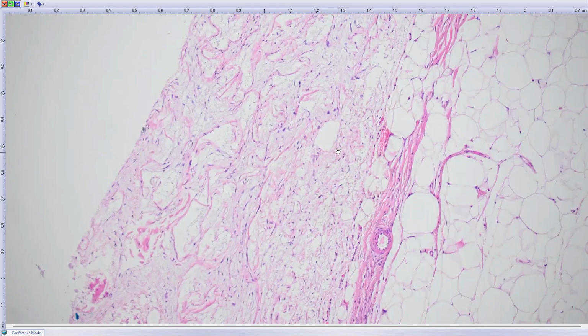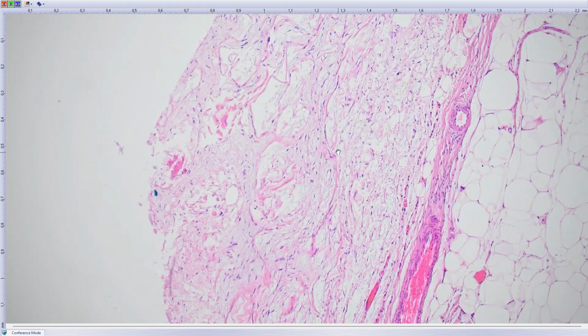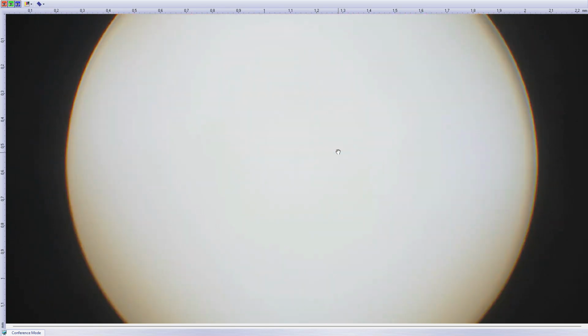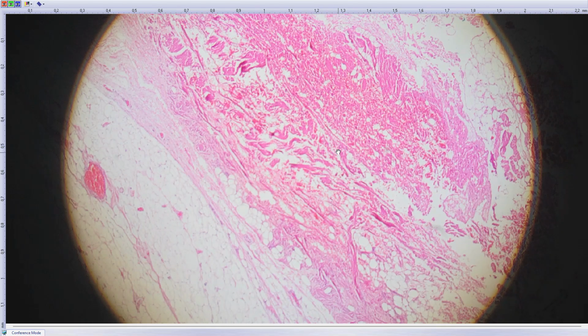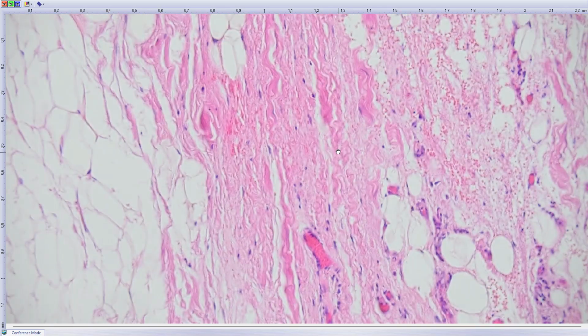such as those seen here. I'll show some better area as well, and some very bland, non-hyperchromatic spindle cells. So this is spindle cell lipoma. In this case, there is a lot of fat tissue without the stromal component, but in some areas you can find these very, very broad collagen fibers.